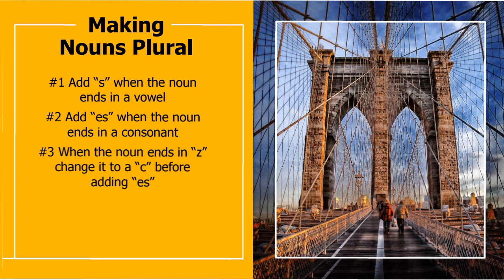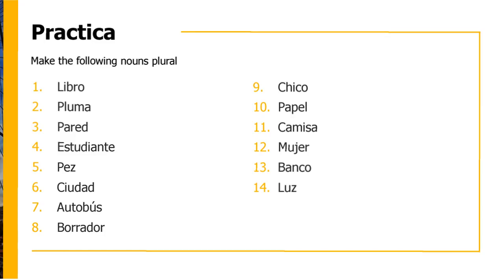So it becomes mujeres. The third rule is when the noun ends in Z, change the Z to a C before adding ES. There's not many words that end in a Z in Spanish, but there are a few, and I'll show you some examples and how to make them plural.